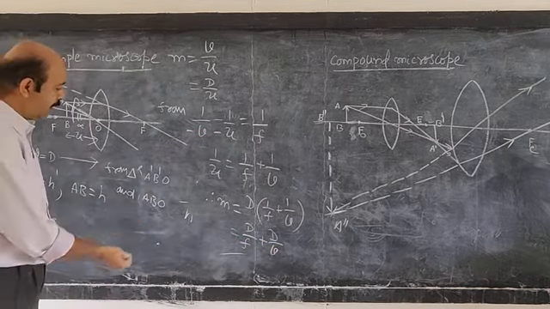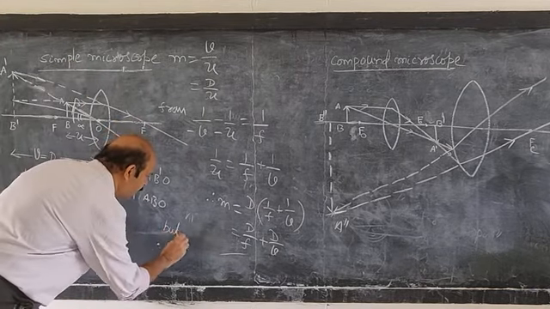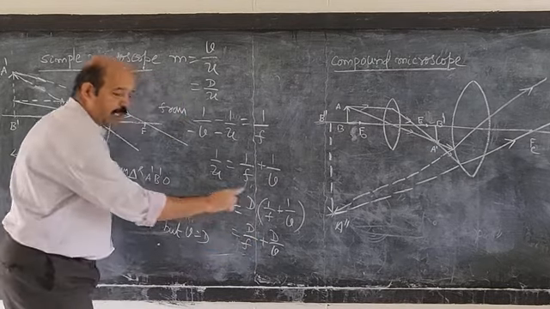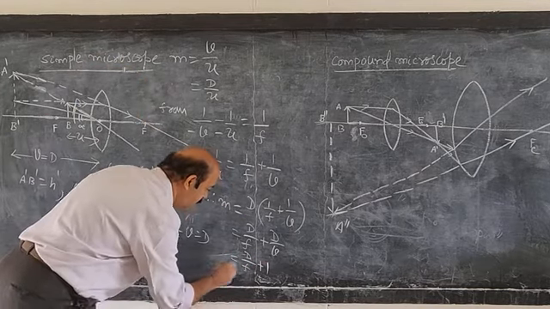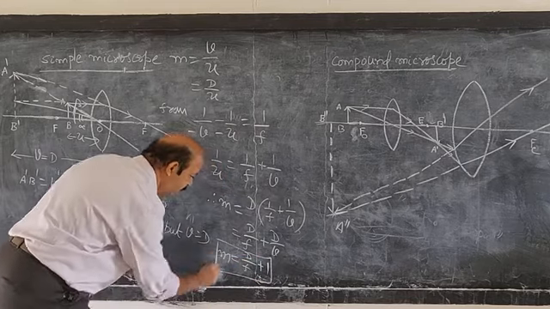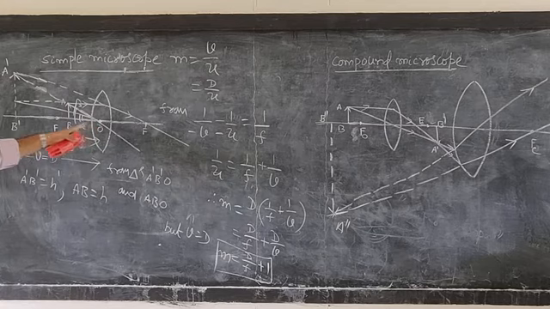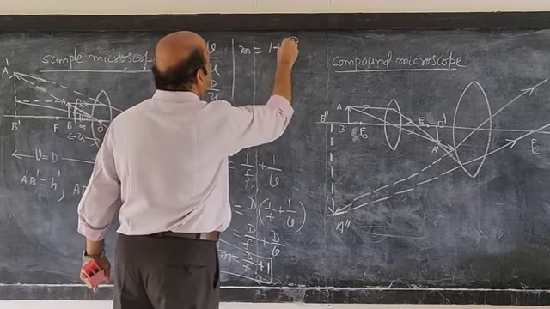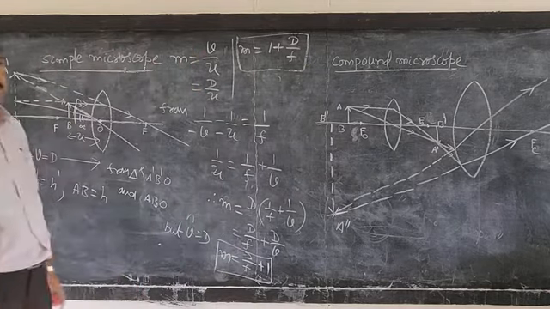But as I said earlier, the image distance itself is equal to d. Therefore, substitute for v, that d gets cancelled. What we get is d by f plus 1. So that is the formula for magnification when the image is formed at the least distance of distinct vision. Generally, we write it like this: m is equal to 1 plus d by f, where d is the least distance of distinct vision.